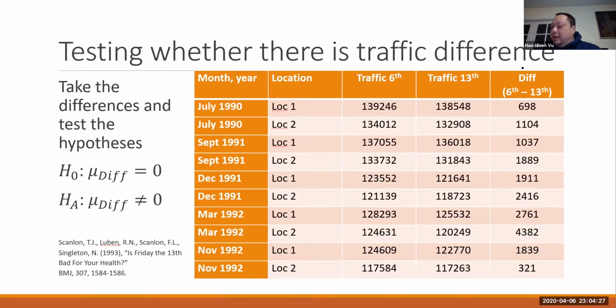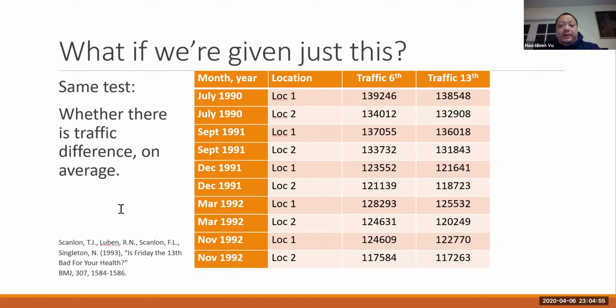So we look at the column of differences, and we test the hypotheses. H0 is that the mean of the differences is 0, and HA is that the mean of the differences is not 0. And because there's one mu, that makes it a one mean problem. Now let's back up a little bit.